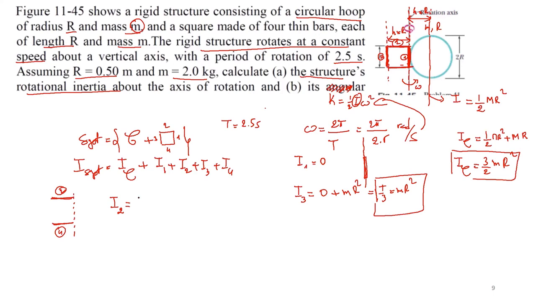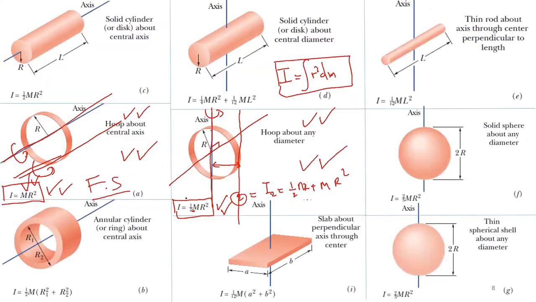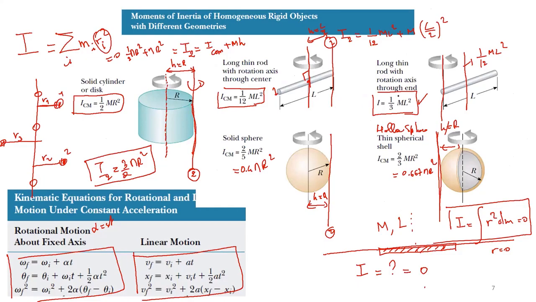What is the moment of inertia of part 2? Anyone? It will be equal to the moment of inertia of part 4, and it will be equal to 1/3 of mr square. Okay, because it's a rod, and we already discussed that here. So I am applying this actually. If I have a rod and the axis of rotation is at one end, perpendicular to my rod, the moment of inertia is 1/3 of ml square. And here L is equal to R.